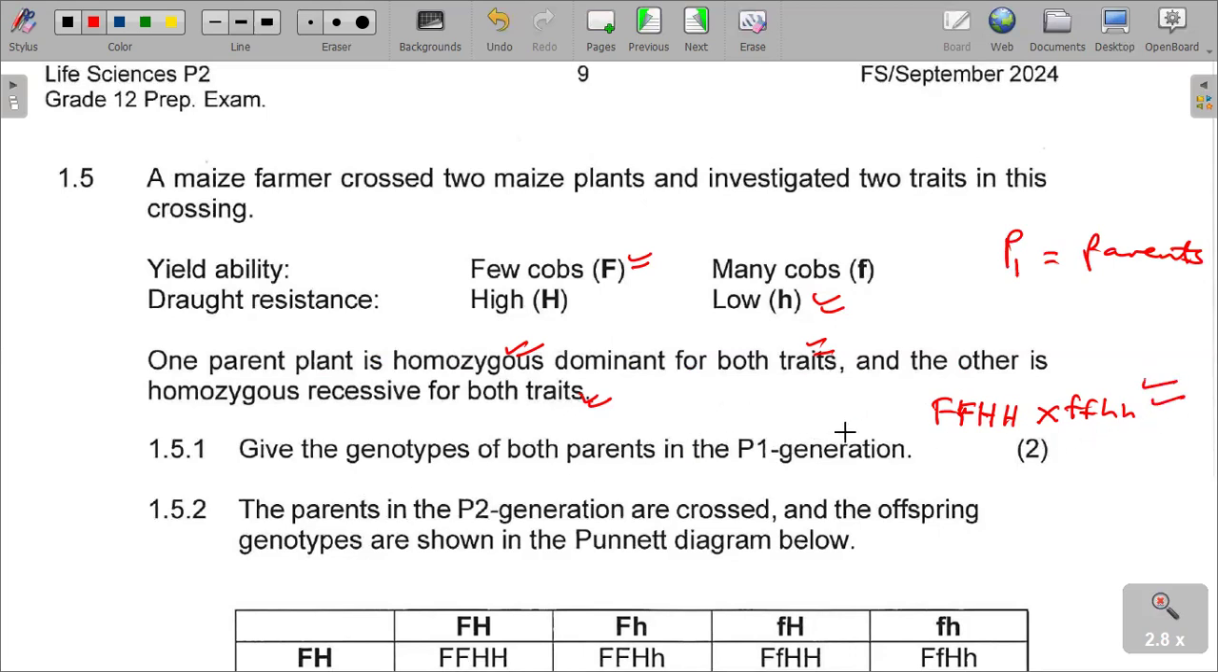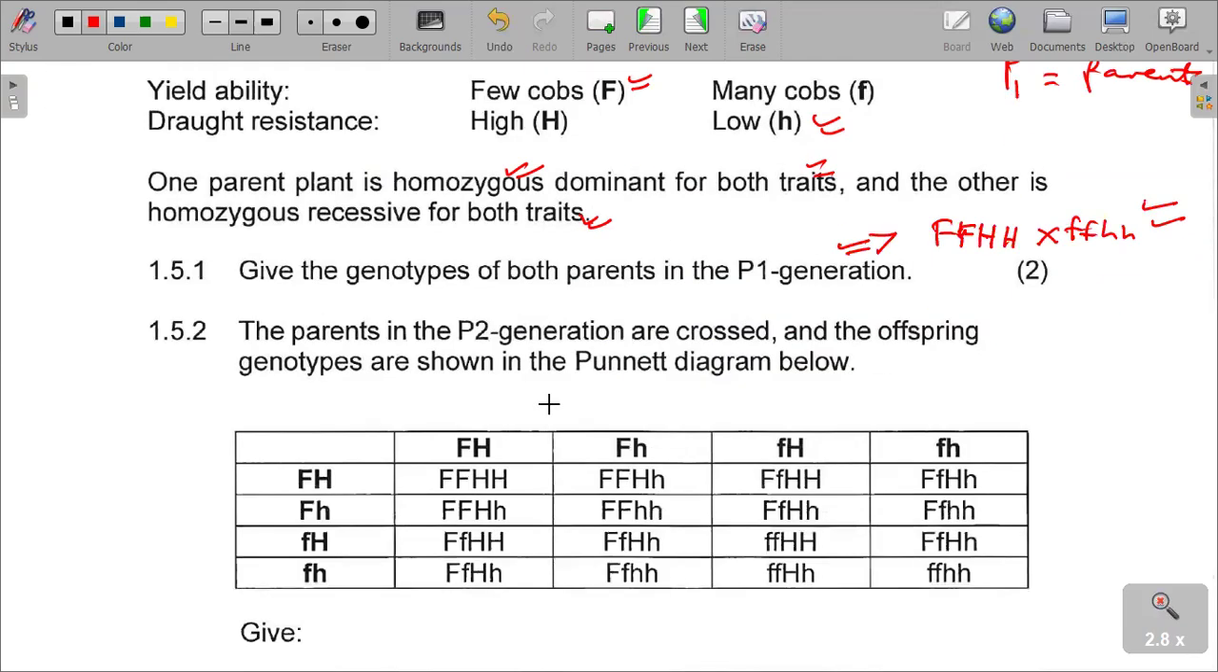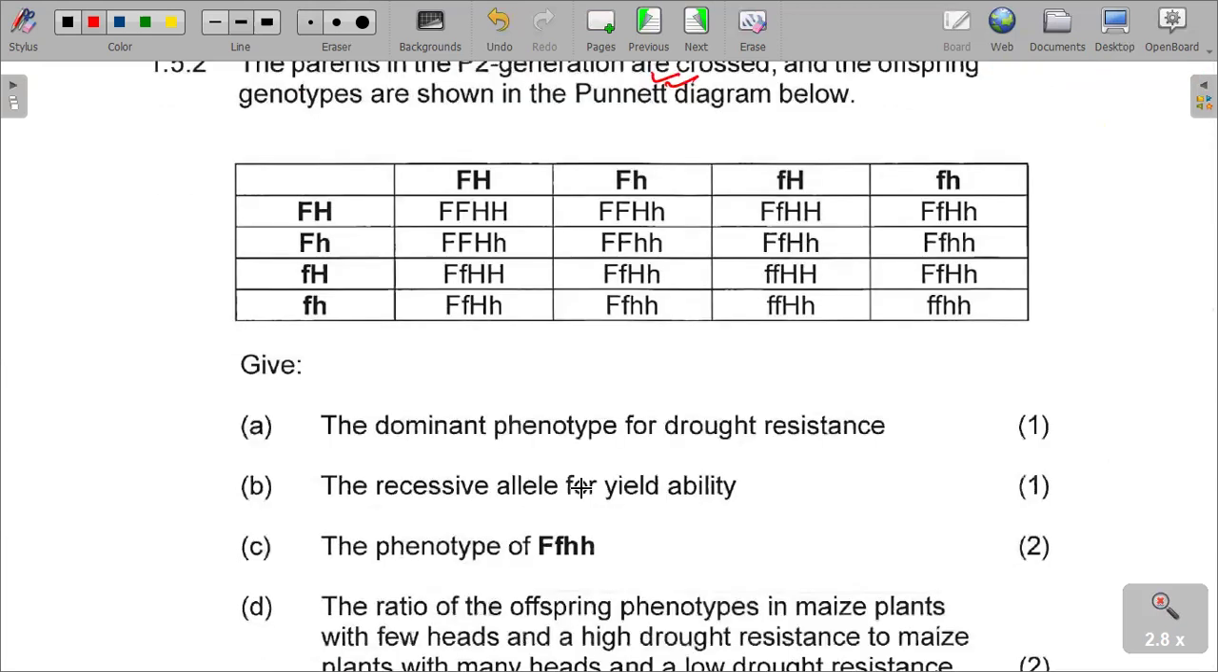That is question 1.1.5. The parents in the P2 generation are crossed, and the offspring genotypes are shown in the Punnett square below, which is given there. We have this as our F2.